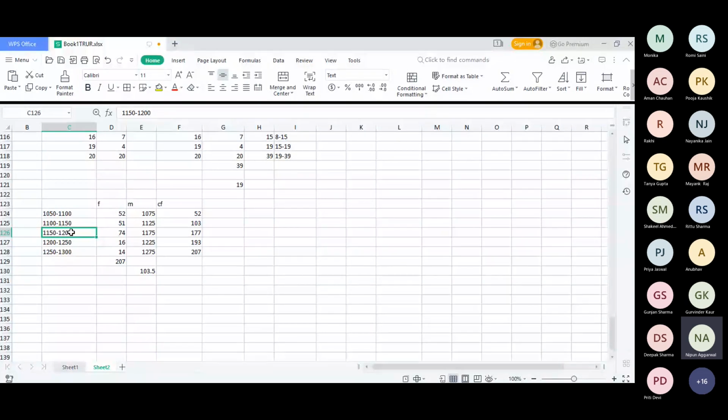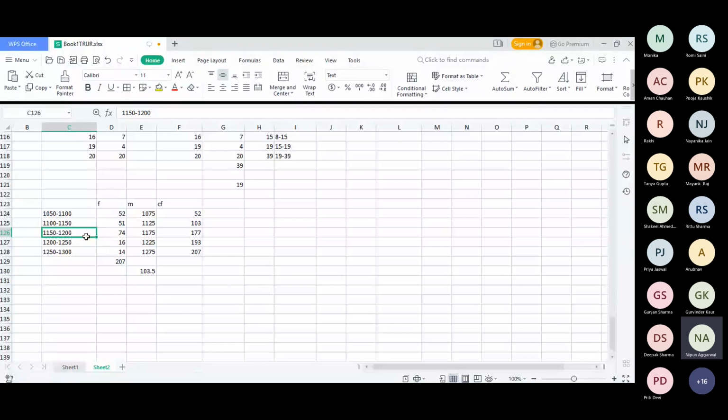But we don't get the median yet. We get the median class, but not the median. We cannot say that the median is 1150 to 1200, because it cannot be a range of 50 numbers. The median has to be a single number. So we have found the median class, but now we want to find the median from 1150 to 1200.